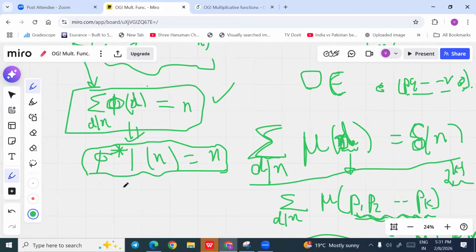This again basically says that the Dirichlet convolution of the Mobius function with the one function is indeed the Dirichlet delta function.